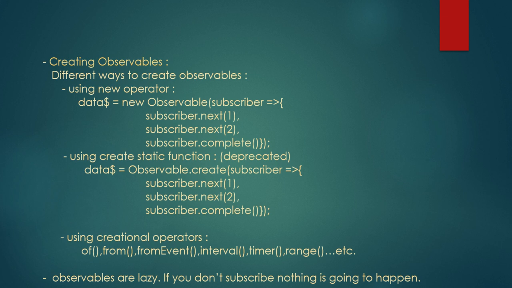We can create the observable by using the create static function also that belongs to the Observable class. So we need to use Observable.create, then we need to pass the subscriber function. Actually, this is deprecated in the latest versions. The syntax will be the same as the earlier one. Another way is using creational operators: of, from, event, interval, timer, range. These are some of the creational operators that belong to RxJS. These will create new observables. We will discuss these operators in detail in further videos.